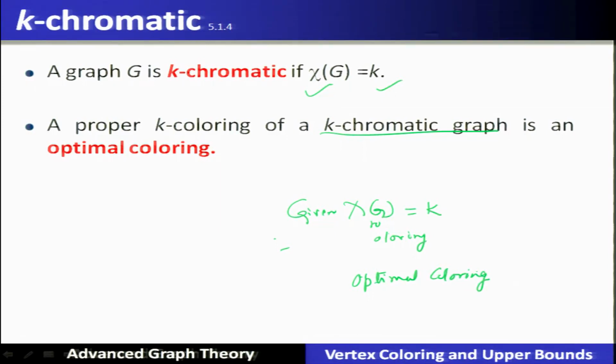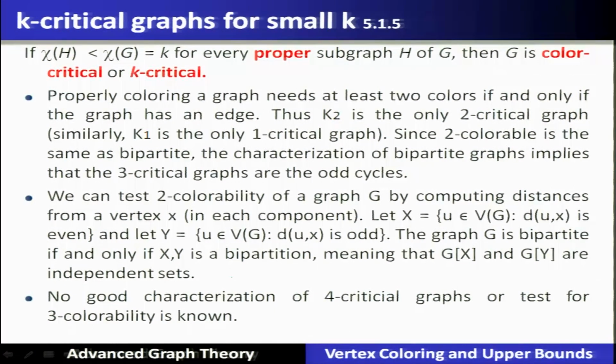So optimal coloring is nothing but finding a proper k coloring of a k chromatic graph. Instead of saying k optimal, you can say that for a graph having the chi value equal to k, this particular coloring is the optimal coloring. Let us see the k critical graphs for small values of k.